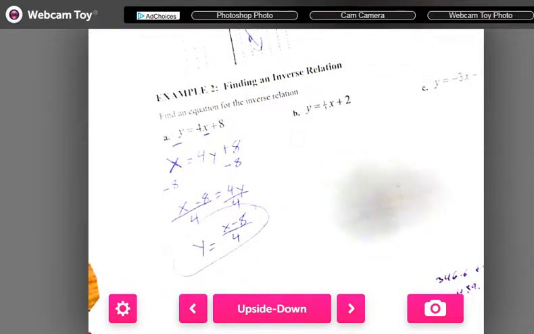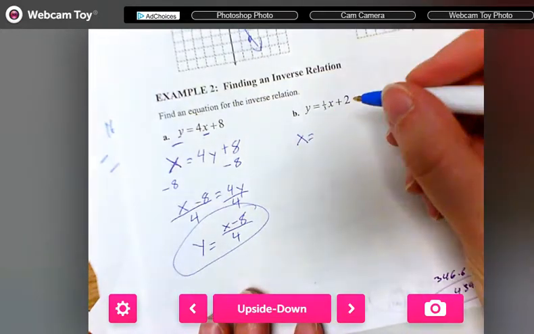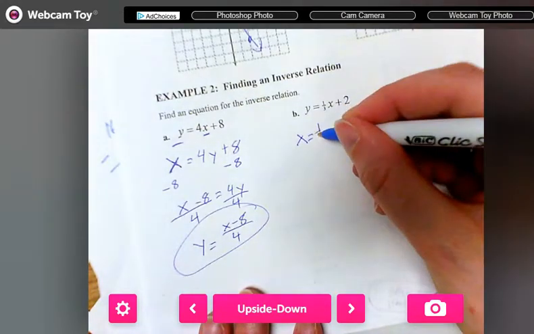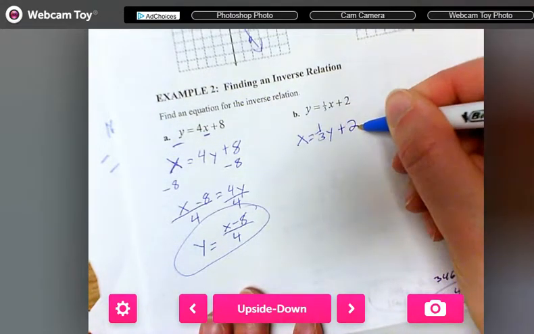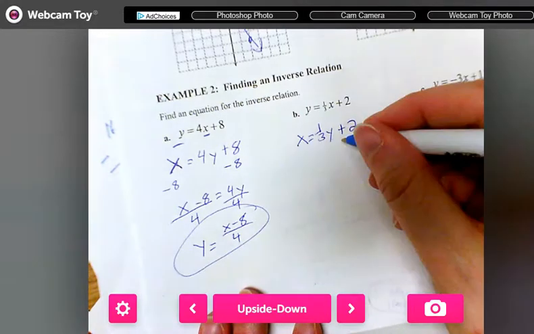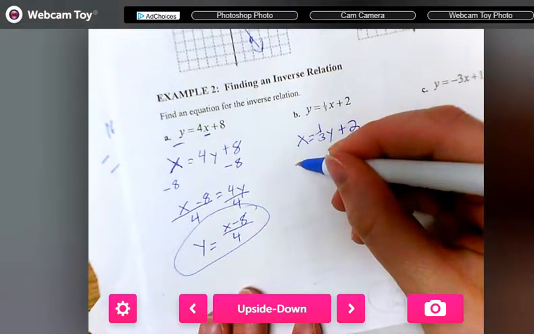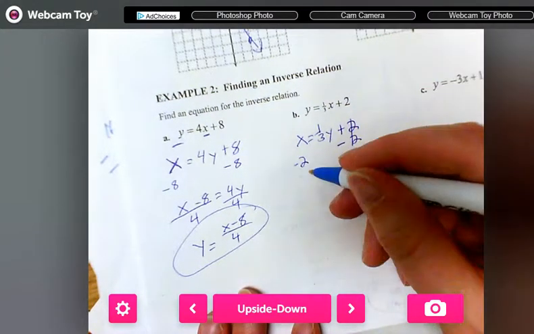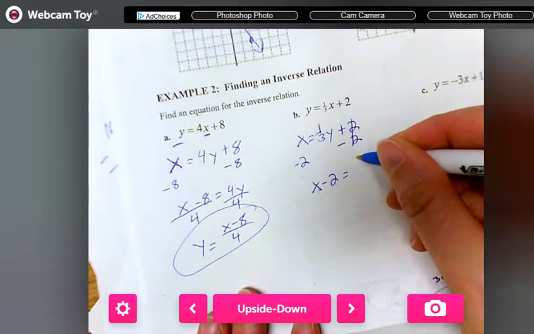For B, can you tell me what the first thing I'm going to do is? x equals. Okay, x equals 1/3 y plus 2. Good. Now we're just going to subtract 2 from each side. So x minus 2 equals 1/3 y.